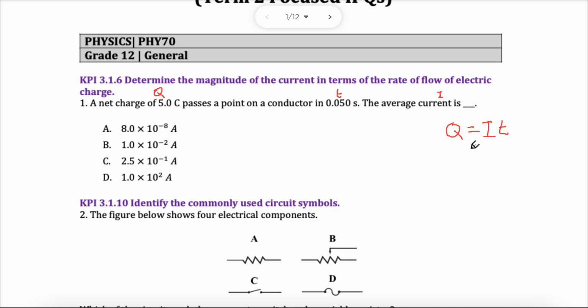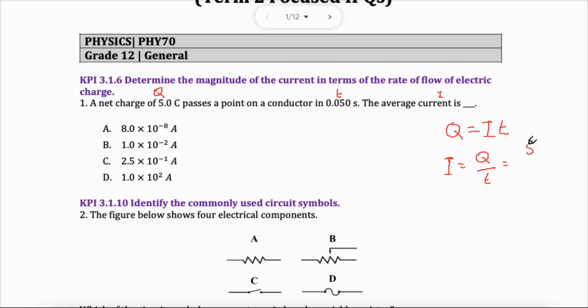I can do shift solve or I can rearrange. I'm going to rearrange. I equals, I will divide both sides by T. Q divided by T. I have students who rearrange these wrong. Many. Please don't rearrange incorrectly. If you can't rearrange, go ahead and do shift solve. It's fine. You'll get the answer. You'll get the marks anyway.